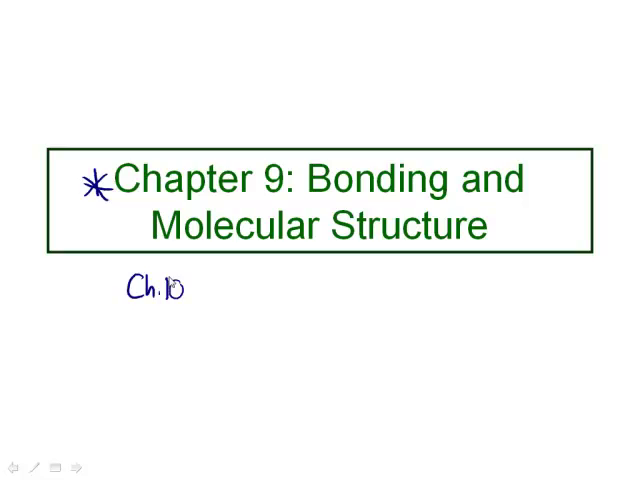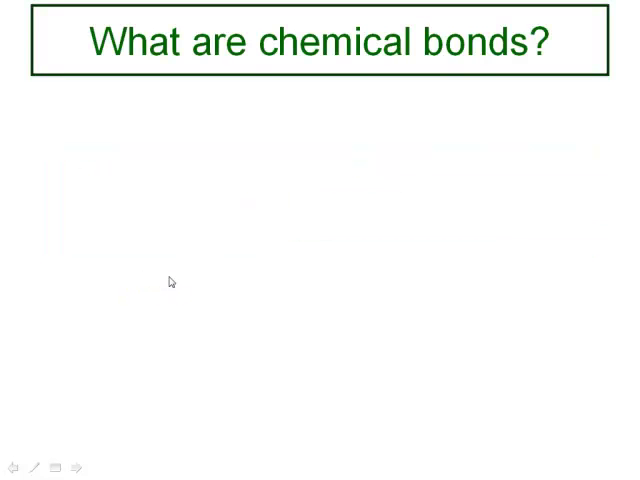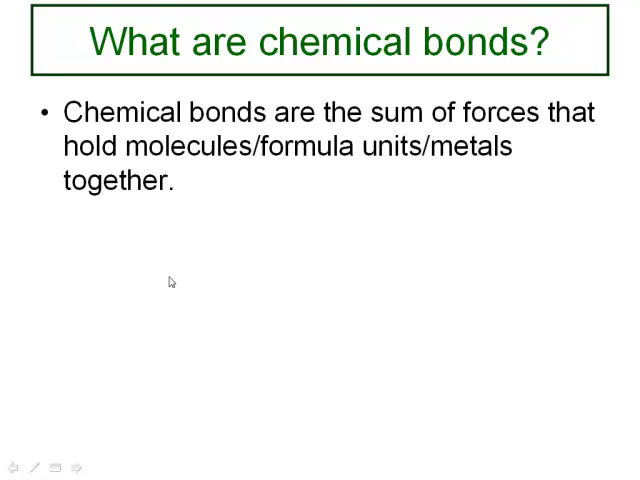So here we go. Let's start with what chemical bonds are. Keep in mind, you can't see a chemical bond. A chemical bond is not a stick joining two spheres together representing atoms. It is not necessarily a physical object you can isolate and look at under a microscope. Chemical bonds are the sum of forces that hold molecules together, or, if we're talking about ionic compounds, formula units, like a single unit of sodium chloride, for example, or metals. Everything is held together basically by chemical bonds, and it's the force of attraction that holds those units together.